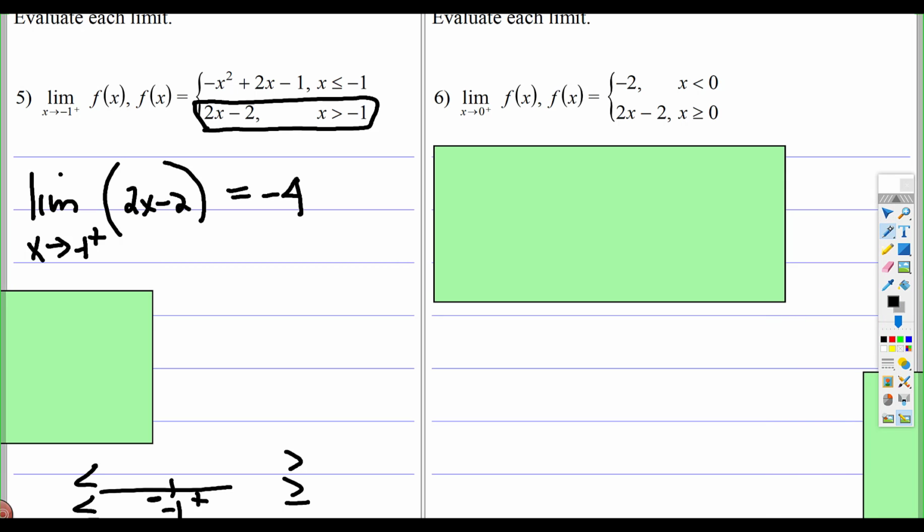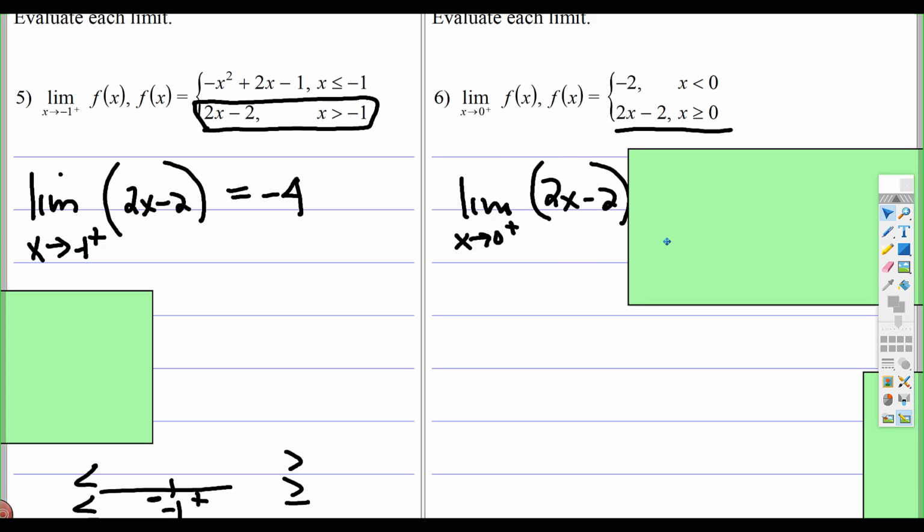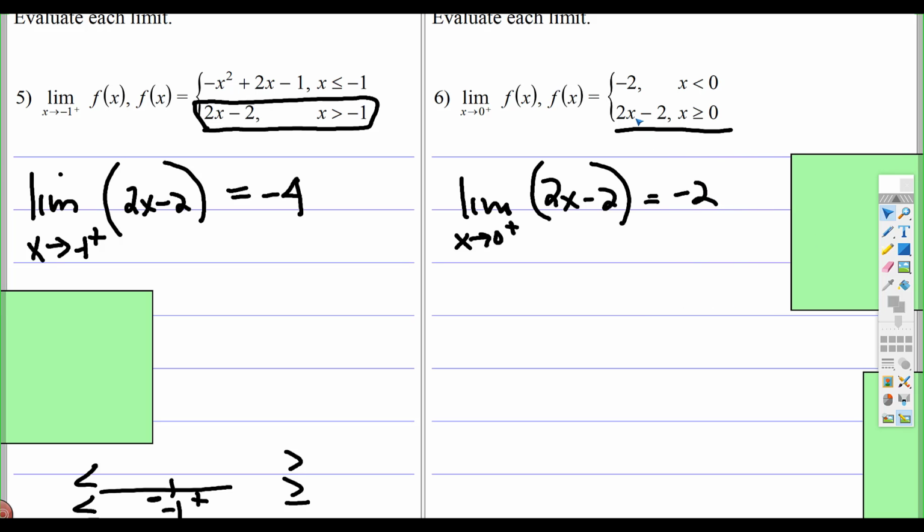And then this one right here. Oh, these are both on the right side. So here we go. This one's on the right side again. But then you rewrite the limit as x approaches 0 from the right. You pick the right-sided limit, 2x subtract 2. When you plug 0 in there, you get a height of negative 2.